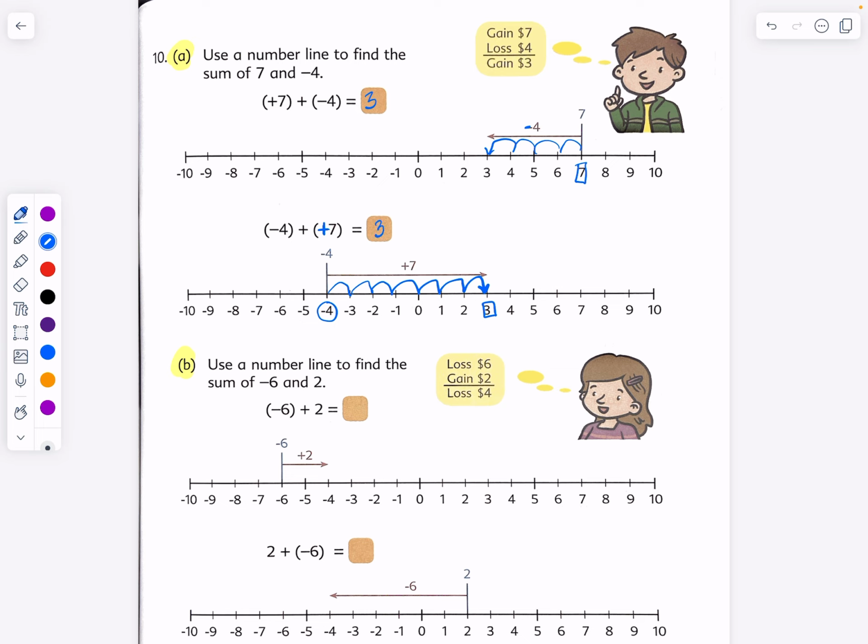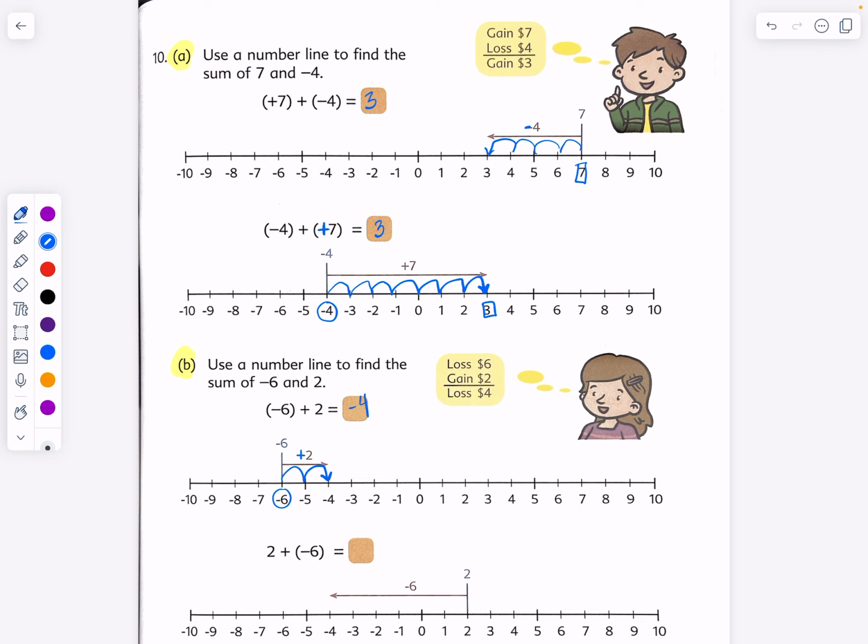Now let's solve a few more examples. Use a number line to find the sum of negative 6 and positive 2. Again, we start at negative 6. Where do we walk 2 steps? We walk to the right because that's the direction of positive integers. So we land at negative 4.